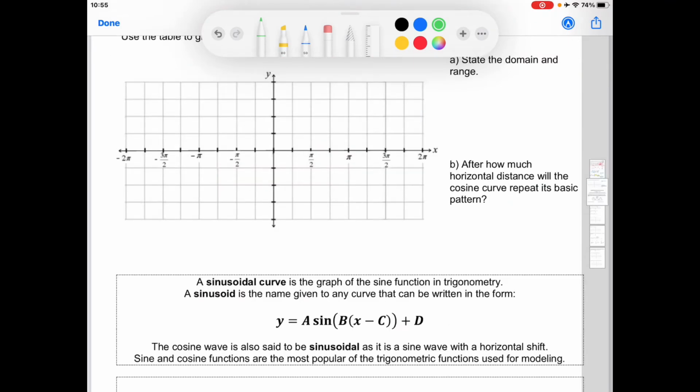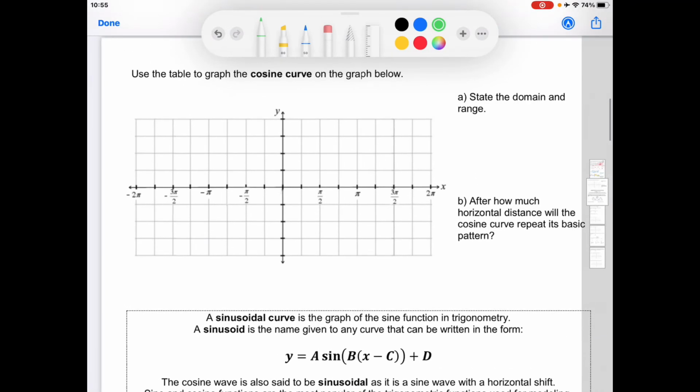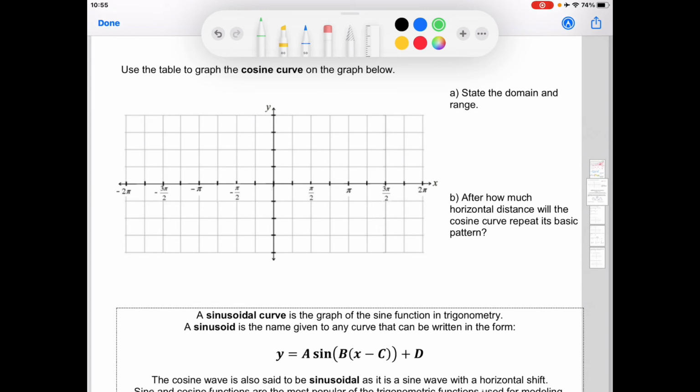Okay, so let's go on to the next page. It's asking me to do the cosine graph. So here again, I know we don't have the table of values, so if you can flip over to the back page, you can.